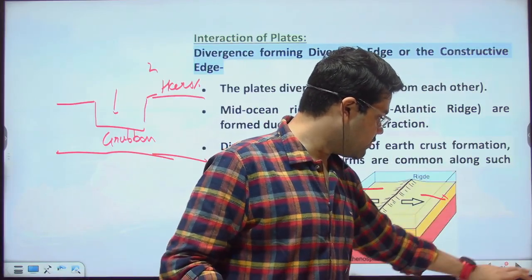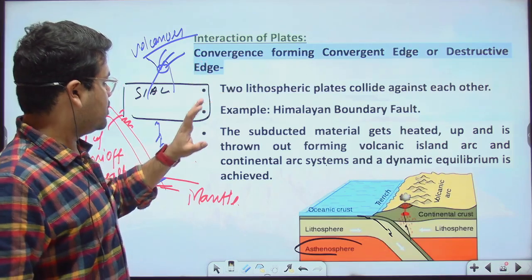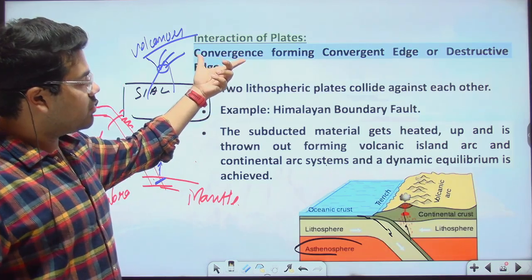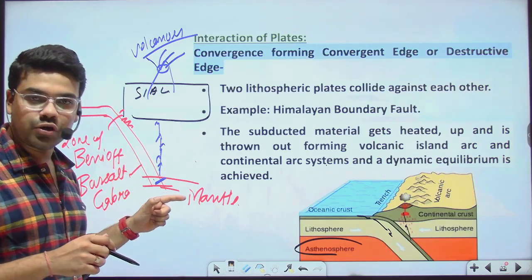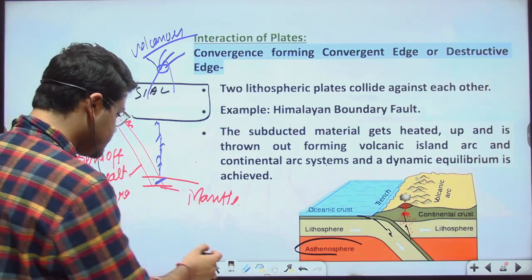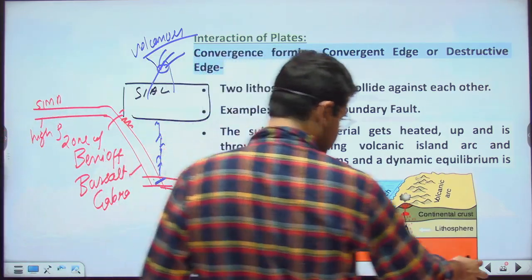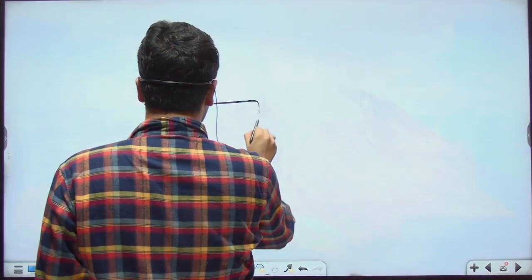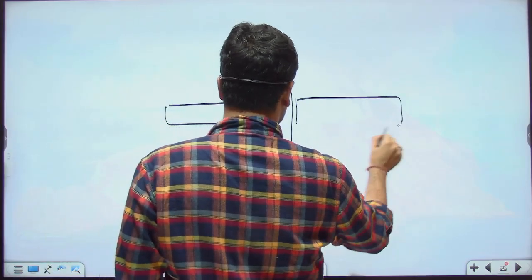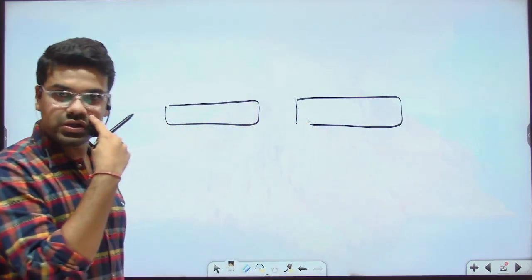Another case of convergence is there. Okay, it is said to be convergent plate boundaries or destructive plate boundaries. Why? Because oceanic plate is getting destroyed here. Let's suppose the scenario is somewhat like this. Both continental crusts are colliding. The earlier case, what we saw, the collision of Sial and Sima.